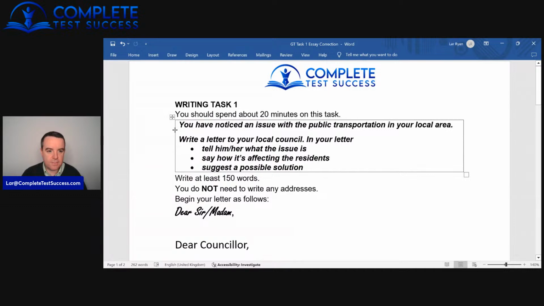Okay. So this was the question. You have noticed an issue with the public transportation in your area. Write a letter to your local council. In your letter, tell him or her what the issue is. Say how it's affecting the residents and suggest a possible solution. So all of the instructions down along here are the same every time. The instructions at the top are the same every time. So we kind of know what to do there already.